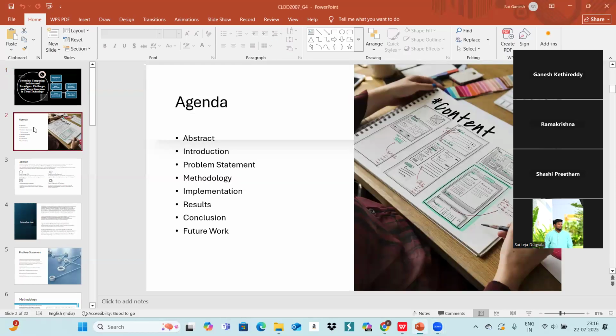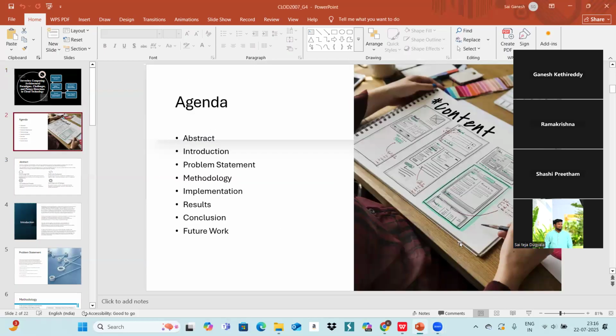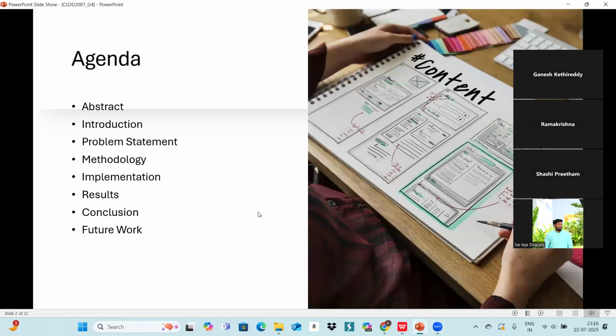Next, we will move to the agenda. Here is what we will cover in this session. First, I will start with a brief abstract to explain what serverless computing is and why it matters. Then we will go through a more detailed introduction of the serverless paradigm. We will define the problem that the traditional model faces and why serverless is a powerful alternative.